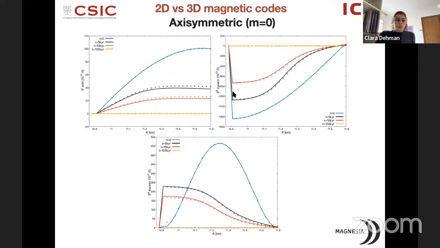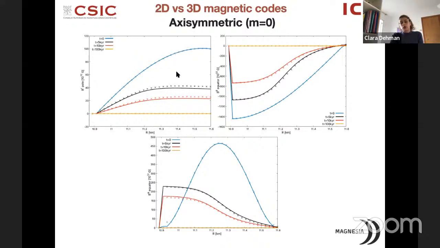Here I'm showing some radial profiles of the three components of the magnetic field: the B_r component at the pole and the two angular components at the equator, at different times, basically until 100 kilo year. We see that the solid line is the 3D, and the crosses are the 2D.